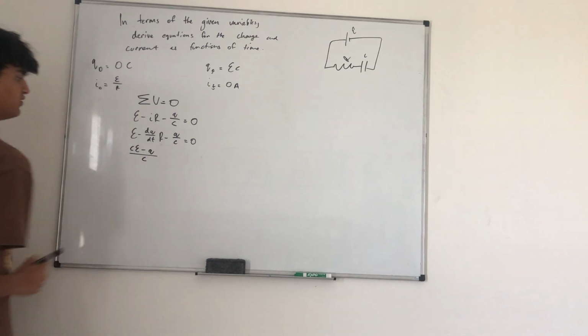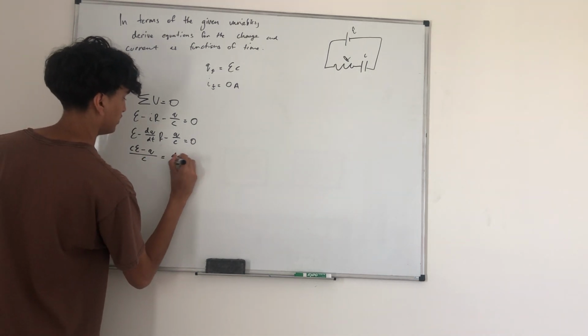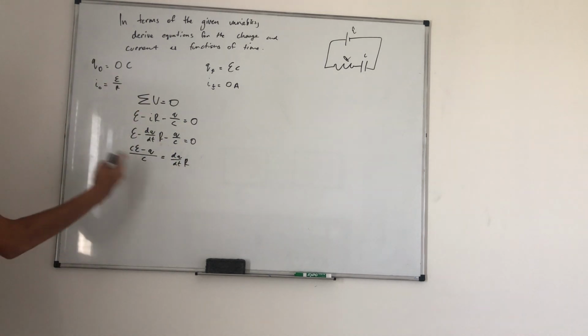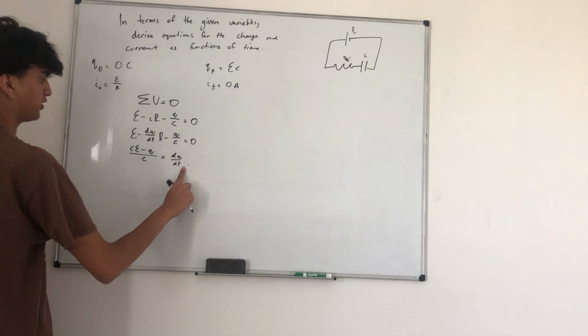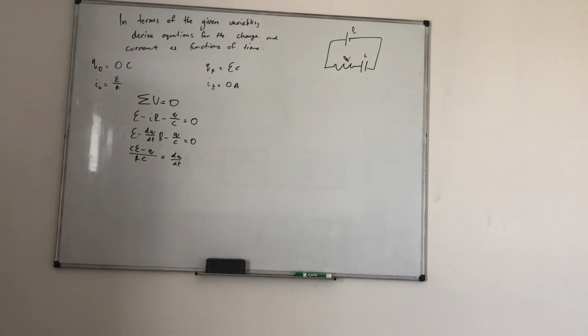Okay, so then we have equal to dq dt over R, or times R, and then just to get everything on one side, we'll divide by R. So we get something like this. And then we're going to integrate. Separate, integrate, celebrate. I always try to separate.